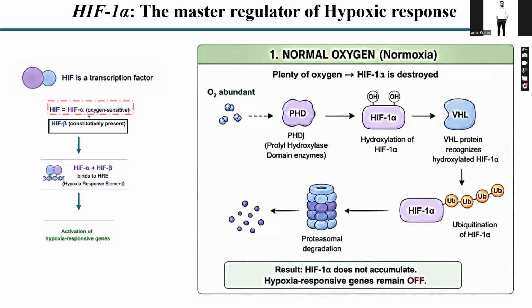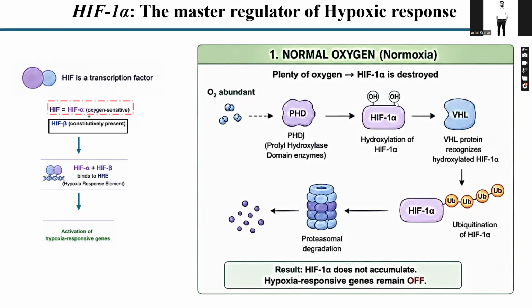So the normal condition is called normoxia. There will be plenty of oxygen and HIF1 alpha is destroyed. How is HIF1 alpha destroyed? Just try to understand. Let's say inside the cells, the cell feels abundant oxygen. This PHD is a kind of enzyme called the prolyl hydroxylase domain enzyme, called PHD. And this PHD enzyme will hydroxylate HIF-1 alpha. And what is hydroxylation? Basically, it will add a hydroxyl group onto HIF-1 alpha, and that is called the hydroxylation of HIF-1 alpha.